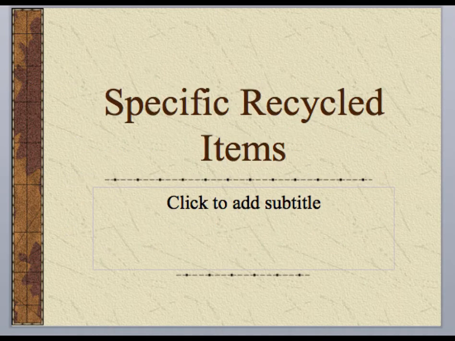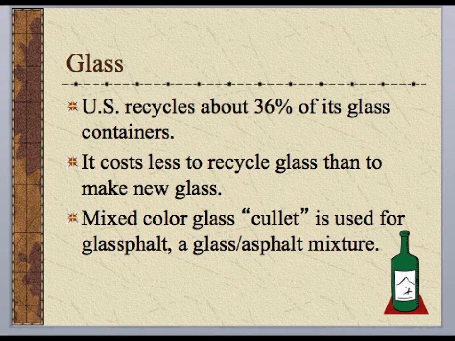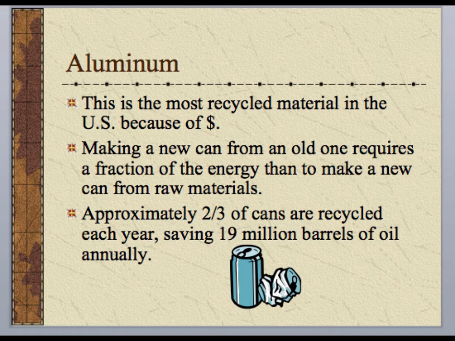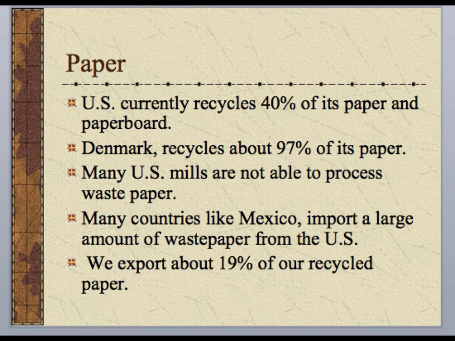So here are some specific recycled items. You can recycle glass. Again, you can recycle aluminum. Paper. Paper is the largest by weight of how much is consumed and what is thrown away by the United States.